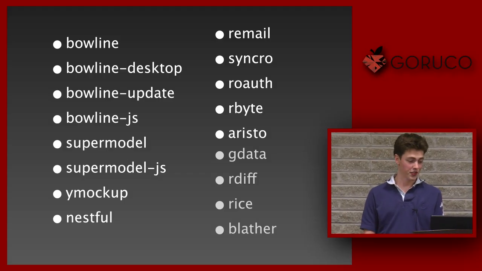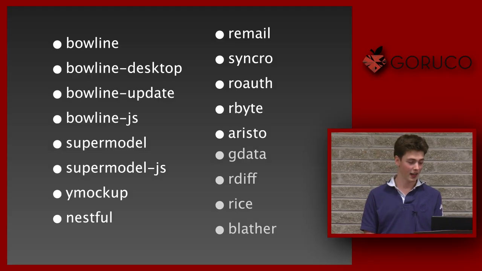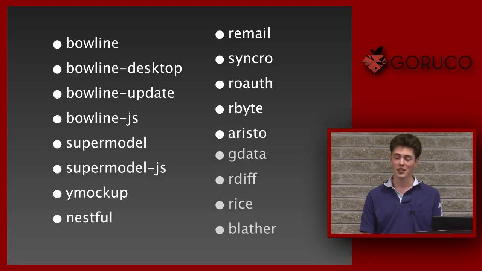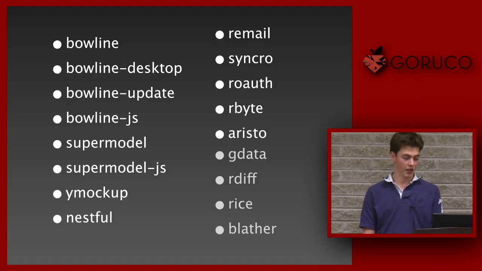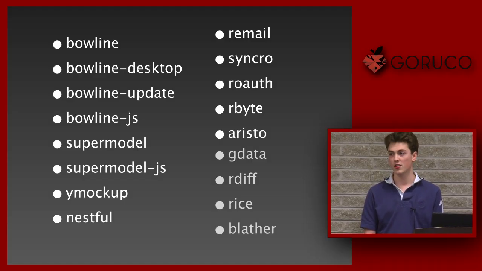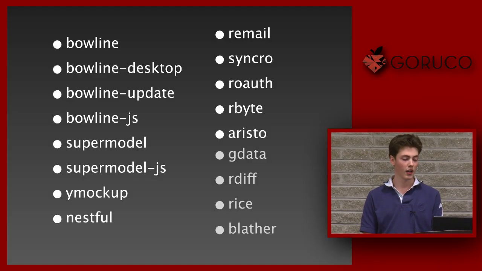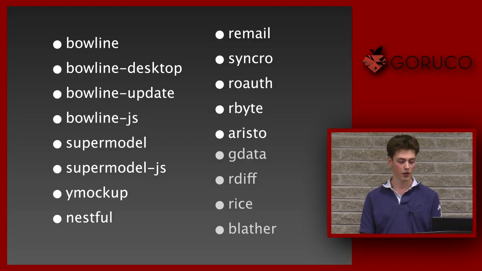Bowline, of course; Supermodel, which I'll be getting into later; Nestful, which is like a REST client alternative; Remail, where you can send and receive emails in Rails RESTfully; Synchro, which I'm going to be talking about later; Ruby OAuth, which is just a very simple OAuth library; and RByte, where you can compile your Ruby code to bytecode, so you don't have to distribute your source code with your Bowline apps. And all these grey projects are the ones I've contributed to, all through the work on Taskforce.